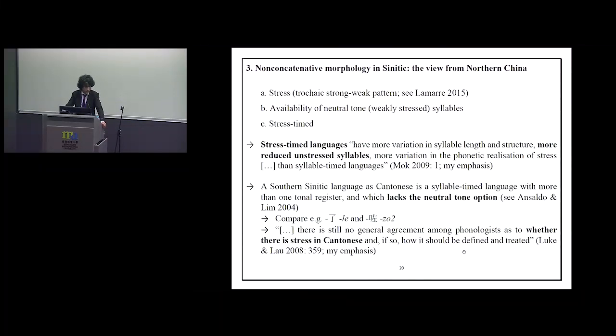They are stress-timed languages. And we know that stress-timed languages tend to have more reduced unstressed syllables, which is exactly what happens in cases like liao becoming le or zhuo becoming zhe. Whereas Southern Sinitic languages, such as Cantonese, tend to be more syllable-timed. They have more tone registers, and like I said before, they don't have this neutral tone option. As for stress, again, there is no general agreement as to whether there is stress in Cantonese and Yue, but it's probably safe to say it's not as prominent as in Northern Sinitic.